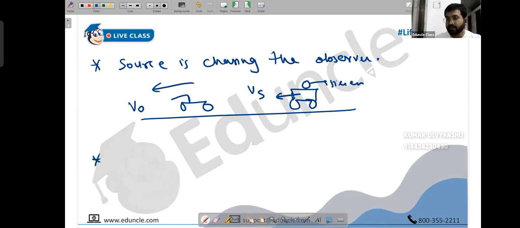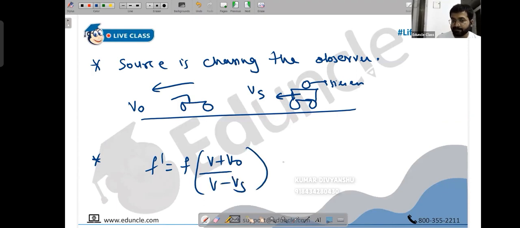What is the reference? You know source and observer moving towards each other. What is the formula for towards each other? F dash is F into V plus VO upon V minus VS. This is for towards each other. But you have to keep source on left because they have given you source on left and observer on right. This was when both of them were moving towards each other.